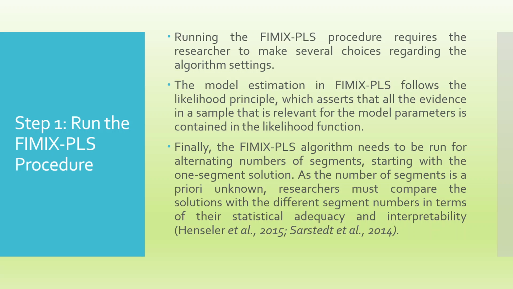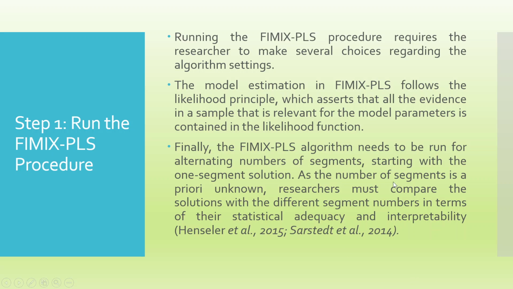Now, what is the concept? Let us try to understand. When we try to detect the unobserved heterogeneity, it may be possible that the heterogeneity is scattered across one group, two groups, three groups, four groups, or I will say one segment, two segments, three segments, four segments. And we are not aware of this distribution. Therefore, we will have to run the FIMIX algorithm a number of times, that is for segment 1, segment 2, segment 3, segment 4, and we will have to compare the results.